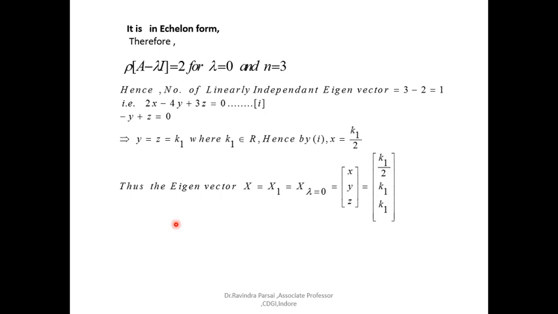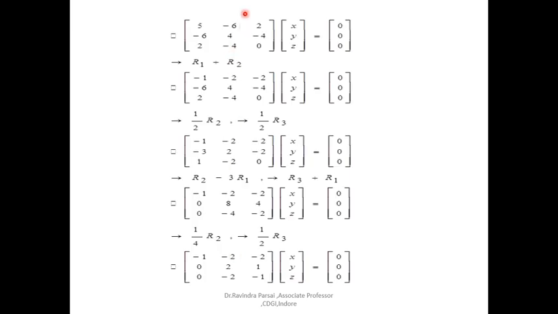Now we come to calculate the next eigenvector corresponding to the next eigenvalue. Your next eigenvalue is lambda equal to 3. So now you put lambda equal to 3 in equation 1, and then you use the same process. First you get this equation: 5 minus 6 2 minus 6 4 minus 4 2 minus 4 0, times x y z, equal to 0 0 0.